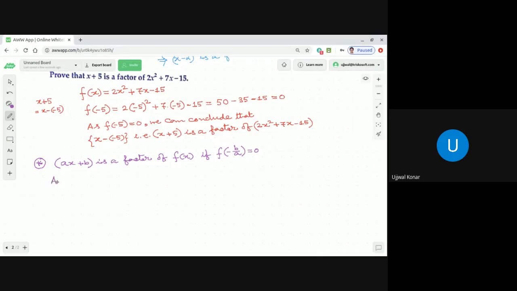And what we can say, if we get f of minus b by a equal to 0, then we can say that f(x) has a factor ax plus b. Clear? Yes, sir. Okay, great.